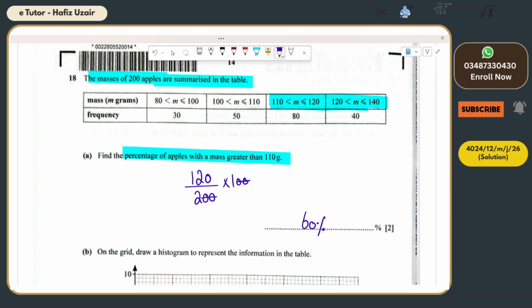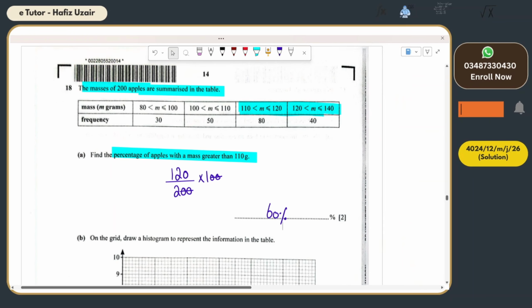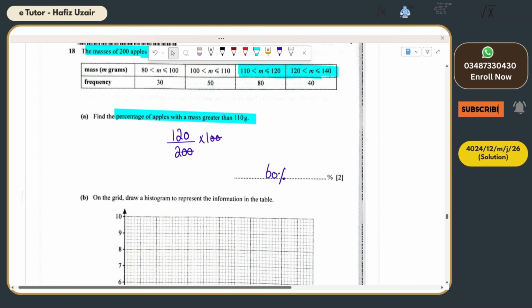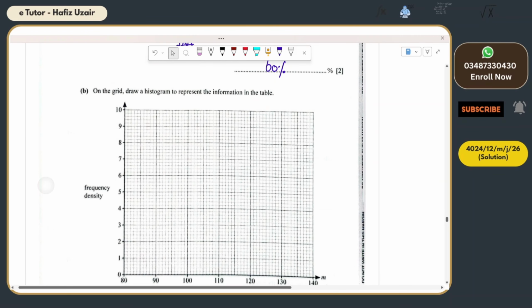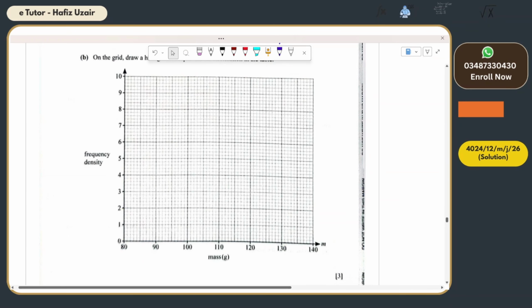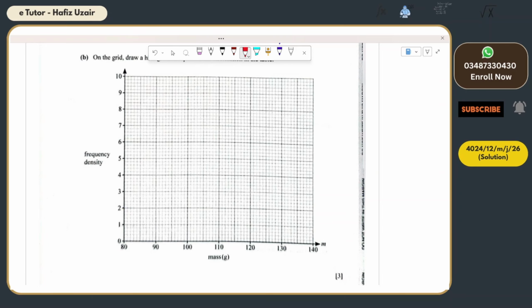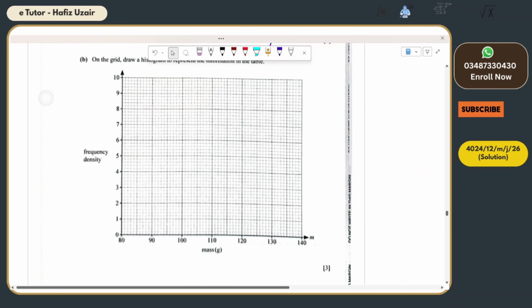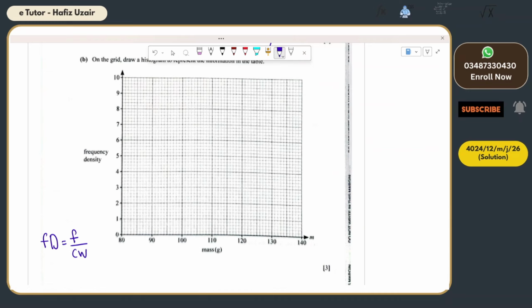All right, let's do the next part. On the diagram, draw a histogram to represent the information in the table. For a histogram, you can check that on the y-axis you have frequency density. That means you need to find out frequency density. And frequency density is what? Frequency over class width.